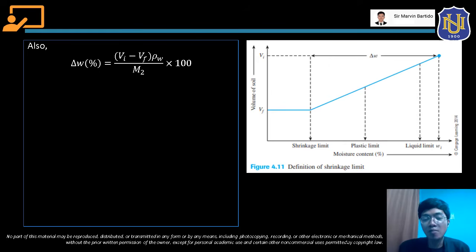So class, to find this delta W, we can incorporate the volume. At our initial water content or moisture content, we have an initial volume. So our initial volume is V sub I. And then here at our shrinkage limit, we also have a volume. Our volume here is V sub F, or final volume.